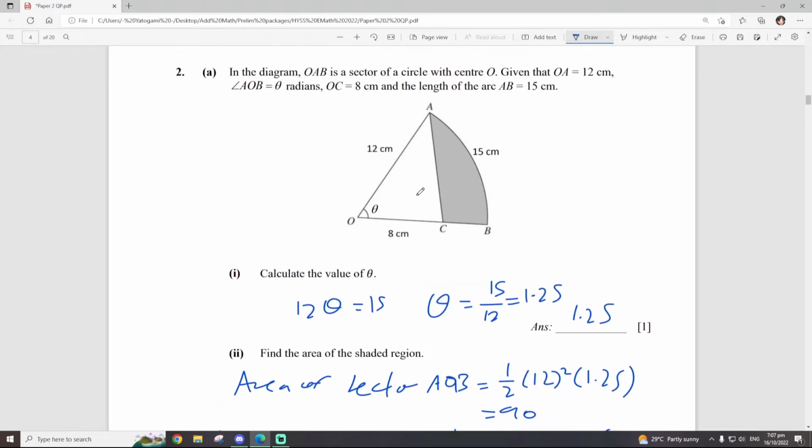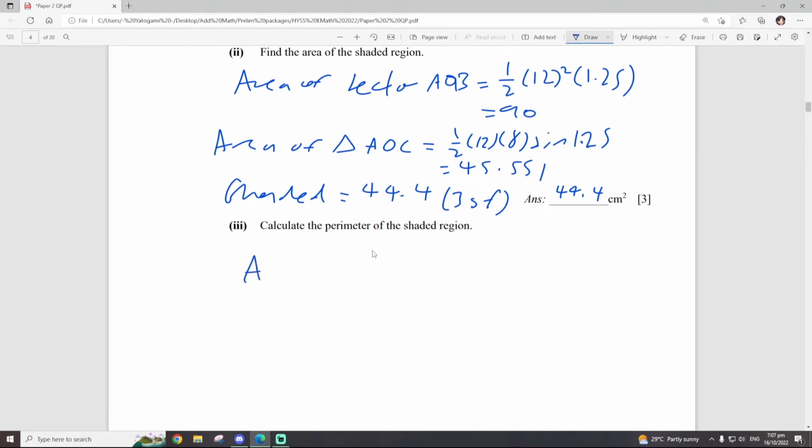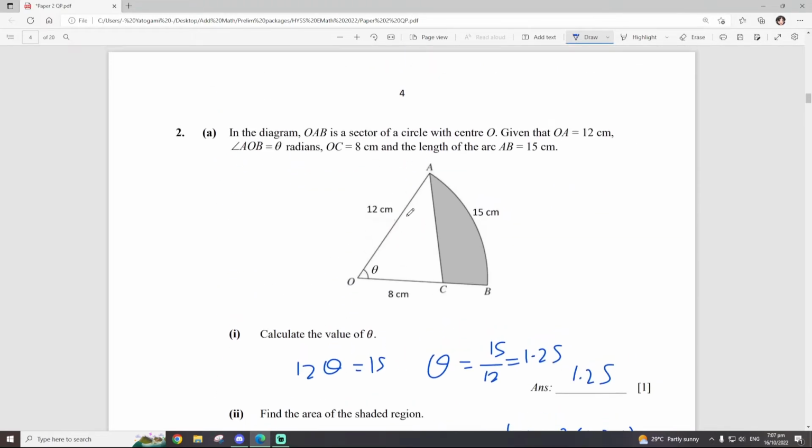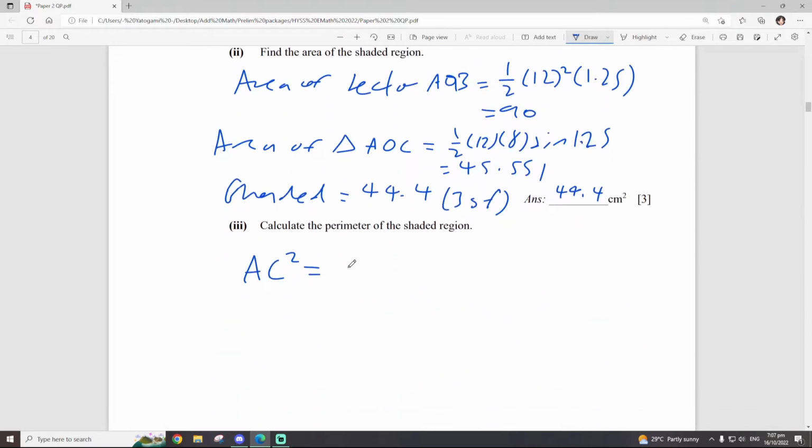Calculate the perimeter. For this, we just need to find the length of AC, and yeah, CB is just 12 minus 8, right? What about AC? So AC squared is by the cosine rule. We find 12 squared plus 8 squared minus 2 times 12 times 8 cosine 1.25 radians. So that will be, okay. And of course you can use this to find AC. You just press this in your calculator and find whatever AC is.